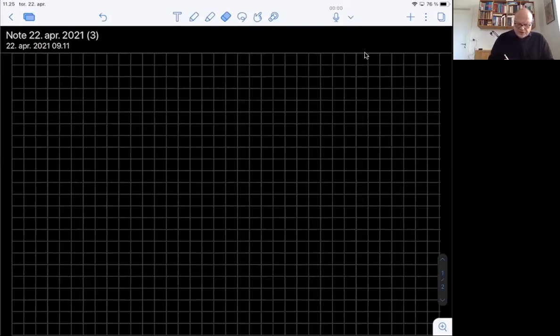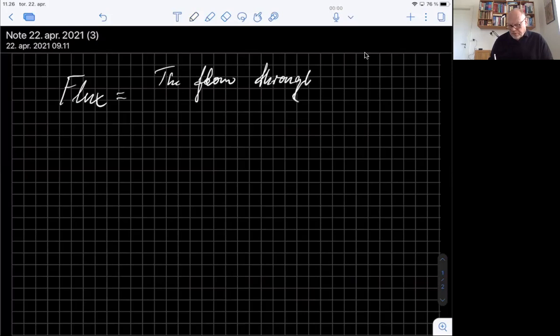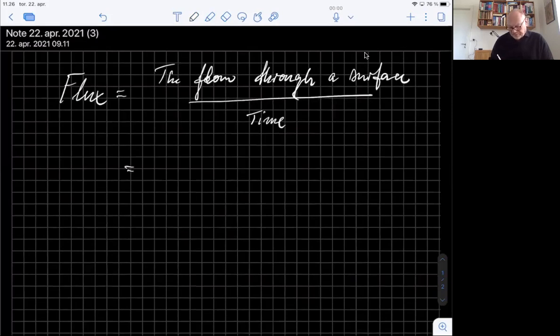So the lecture is about flux. And what is the flux? The flux is the flow through a surface divided by time. So actually it's the flow rate.